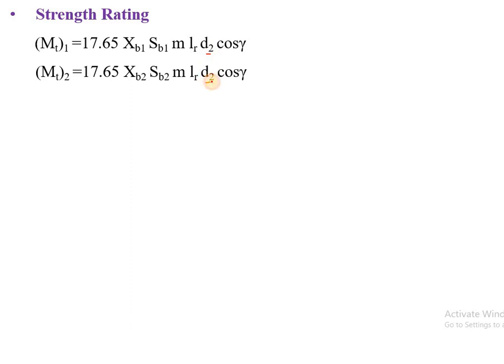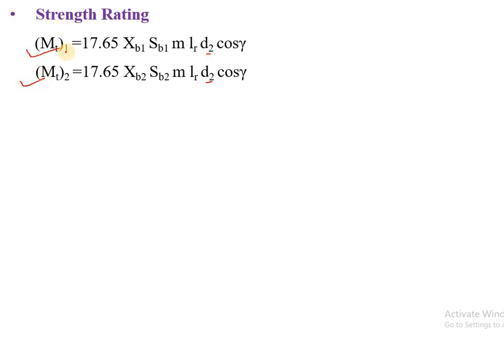So first we will see the strength rating. According to strength rating, the design is always based on the worm wheel because the worm wheel is weaker. Here you can see in both the formulas we are using D2. So we have two formulas to calculate the torque transmitted.